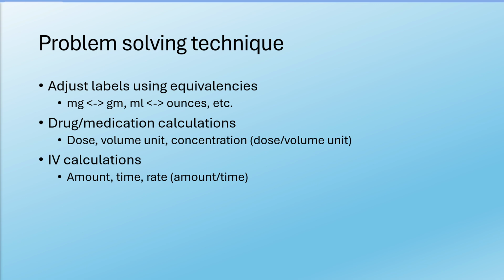And how it works is we're setting up relationships based on information that we're given or that we know from the equivalency chart, to be able to adjust labels and set up the information in such a way that we can solve the problem for the label that we need to move towards.